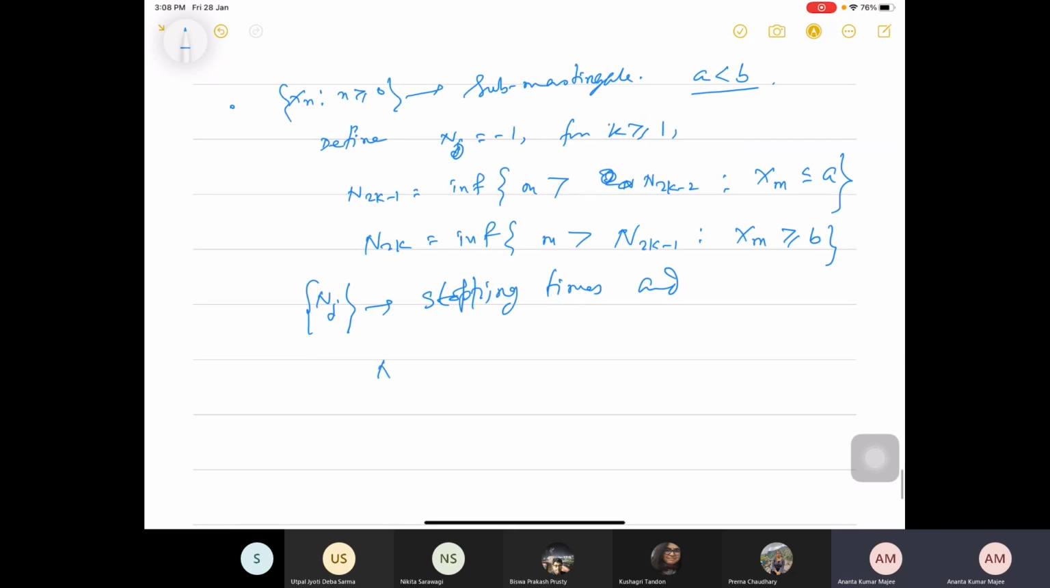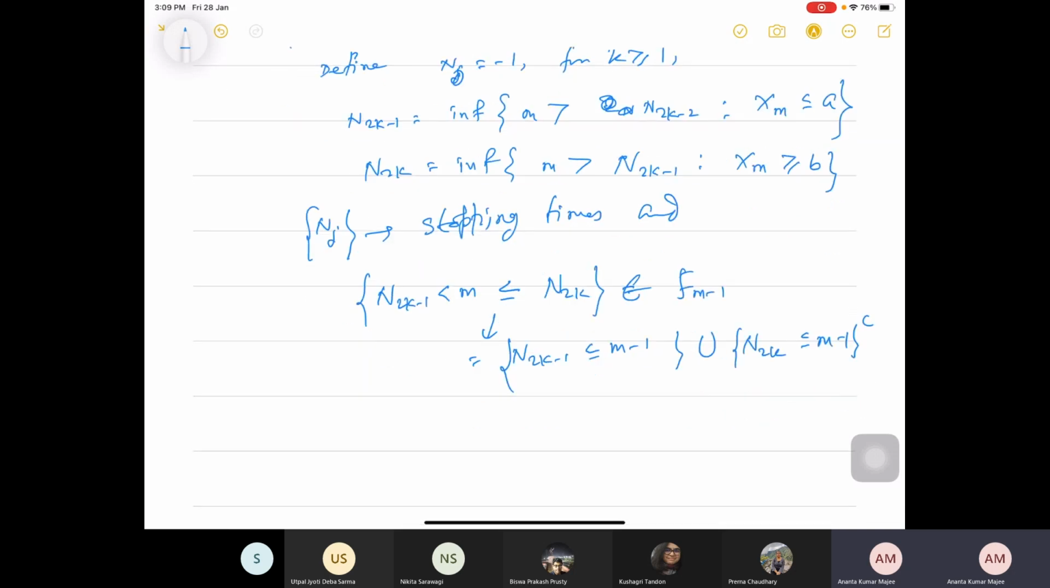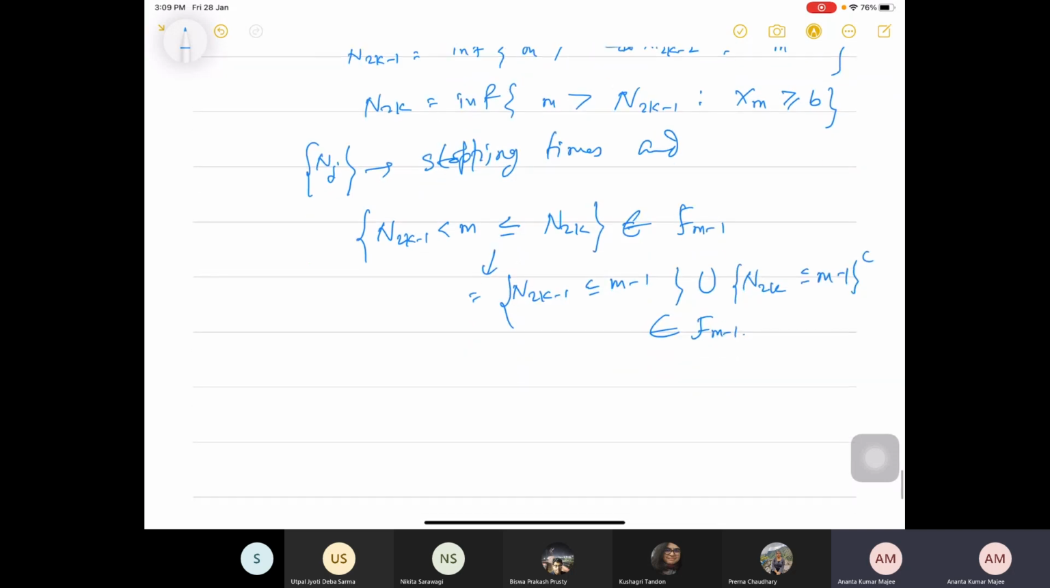And on this set, n of 2k minus 1 less than m less than or equal to n of 2k, this is basically F of m minus 1 measurable. Why is this event F of m minus 1 measurable? Because I can write this as n of 2k minus 1 less than or equal to m minus 1, union n of 2k less than or equal to m minus 1, that complement. Now this is F of m minus 1 measurable, this complement is F of m minus 1 measurable, hence this is F of m minus 1 measurable.